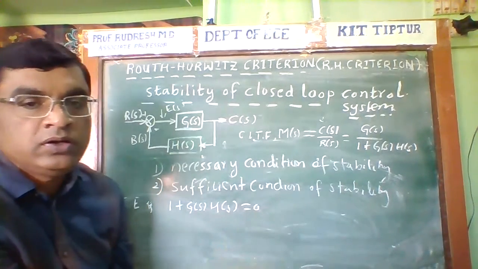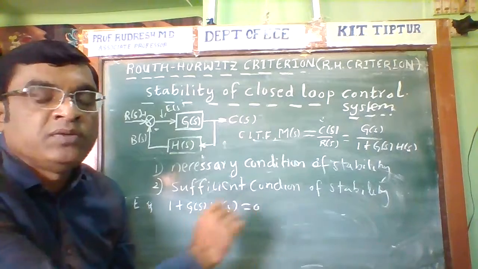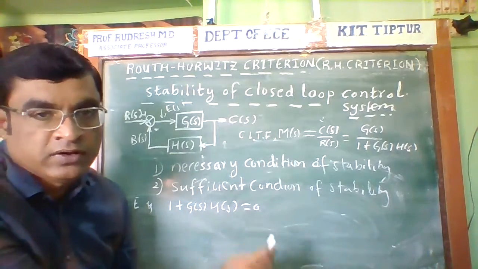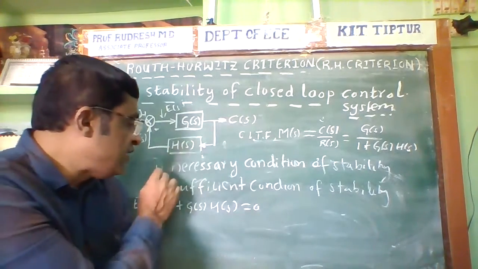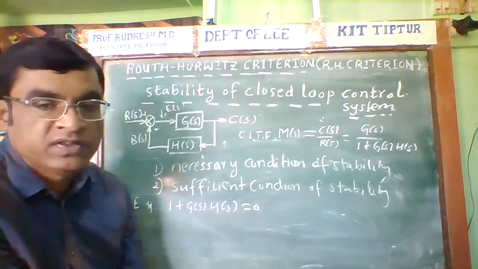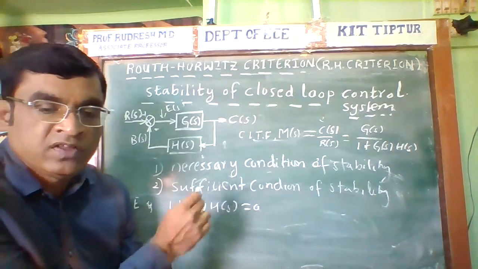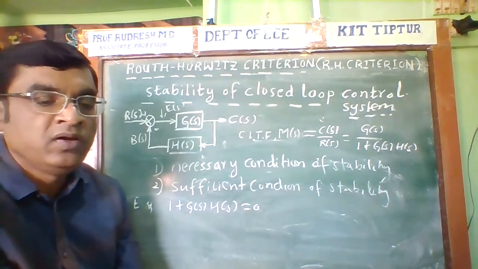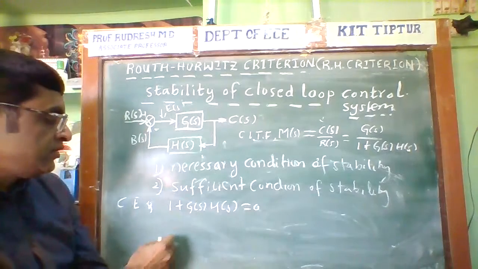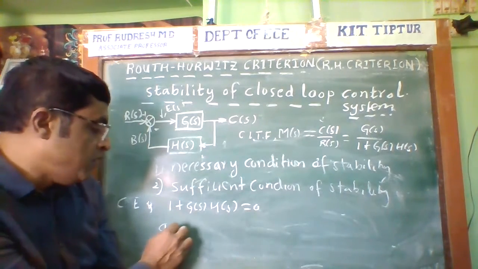Then we need to verify the system stability represented by the characteristic equation. The first step is to verify the necessary condition of stability. The necessary condition is that all the coefficients of the characteristic equation must be positive.